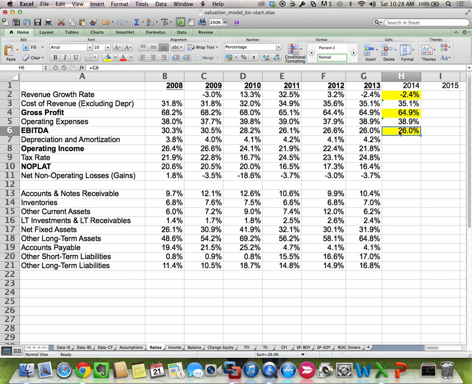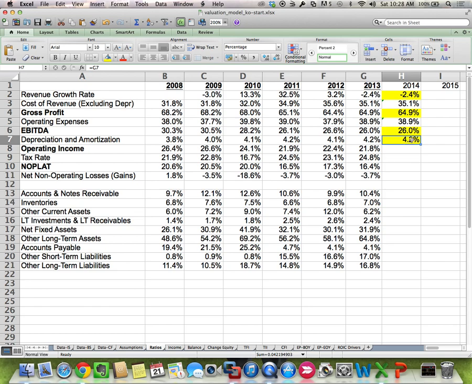So I'm back solving for my cost of revenue, excluding depreciation, and I'm back solving for my operating expenses, which then leads to depreciation. Depreciation equals last year's depreciation. That's a number I could choose to forecast, so I'm going to make that yellow, if I have a different depreciation rate in the future, if I so choose.